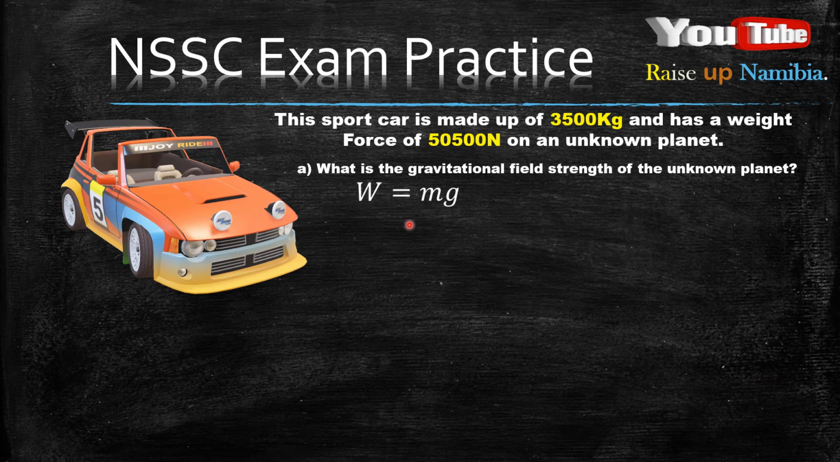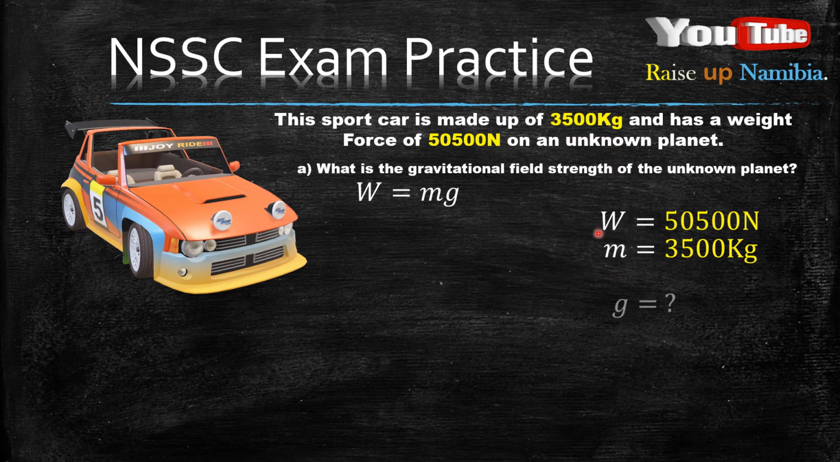Now after you bring out your formula, check what you are given in your question. Use your formula. So use the W for the weight. Are you given a weight? Yes, you are given a weight of 50,500 newtons. Are you given mass? Yes, we have a mass of 3,500 kilograms. Are you given the gravitational field strength? No. So knowing that you need to calculate the gravitational field strength, what do you do?